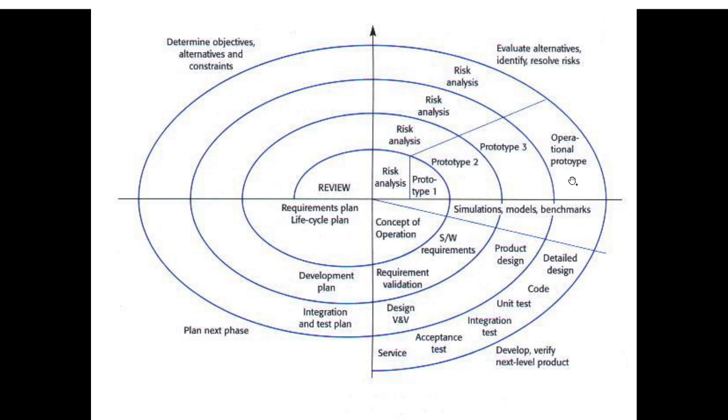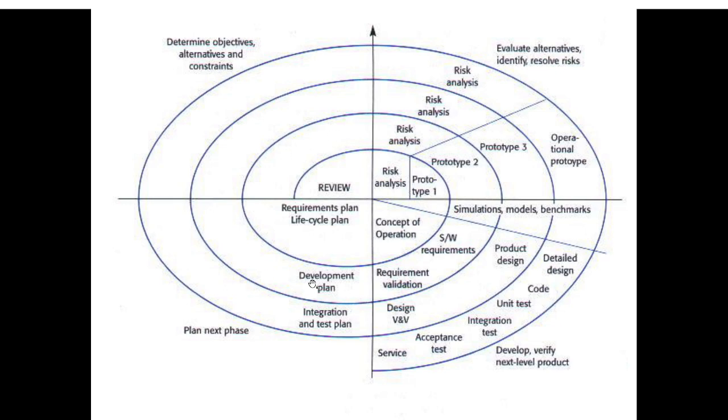Now this is closely linked with the final product. Detailed design will be created, coding, unit test, integration test, acceptance test, and the service. This is where the maintenance phase comes in, and now your product has been delivered. So this is how a spiral model actually works in industry.